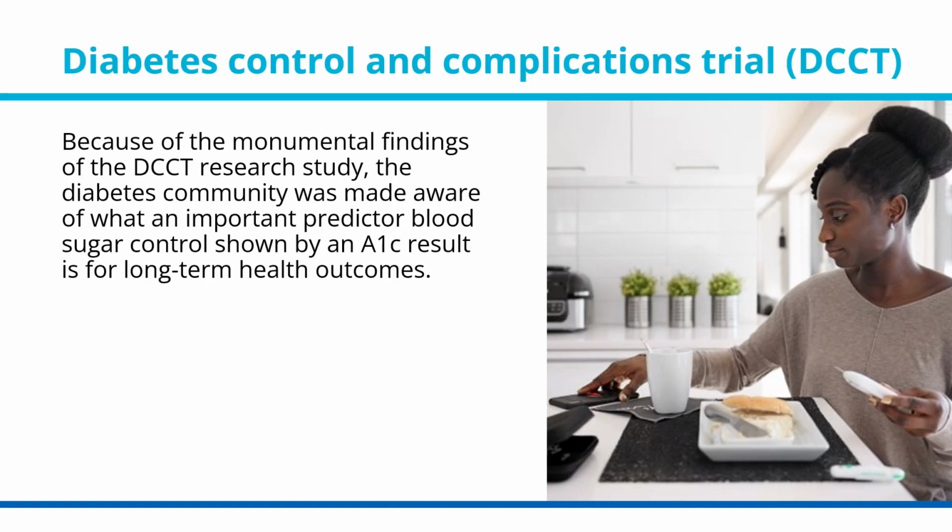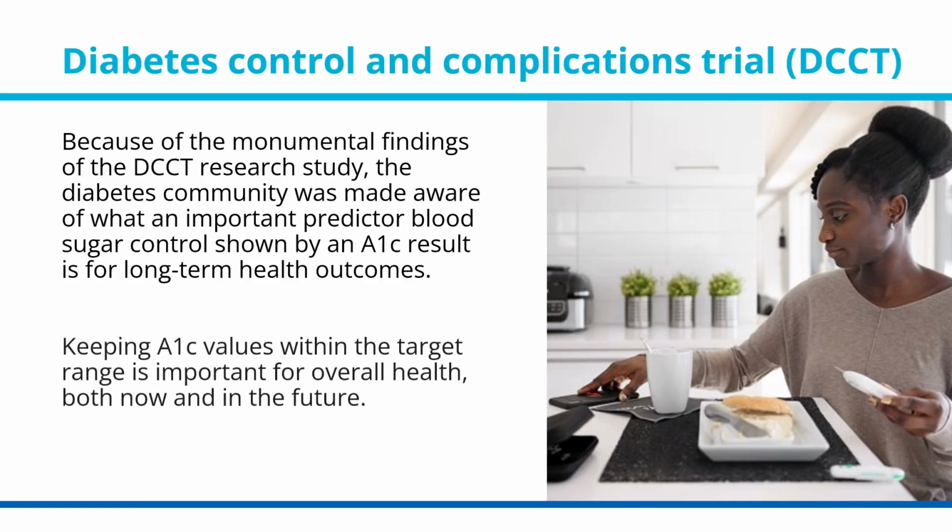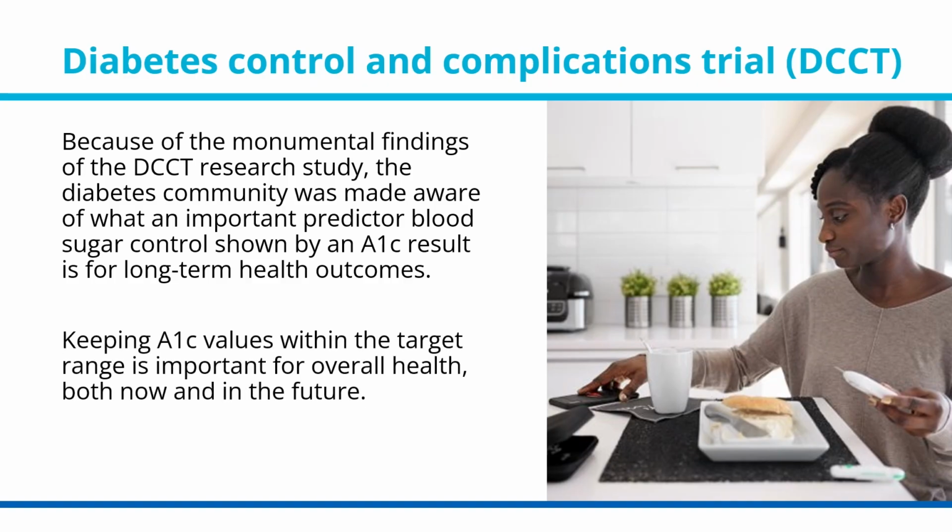Because of the monumental findings of the DCCT research study, the diabetes community was made aware of what an important predictor blood sugar control shown by an A1C result is for long-term health outcomes. Keeping A1C values within the target range is important for overall health, both now and in the future.